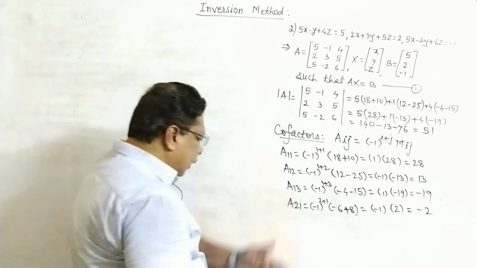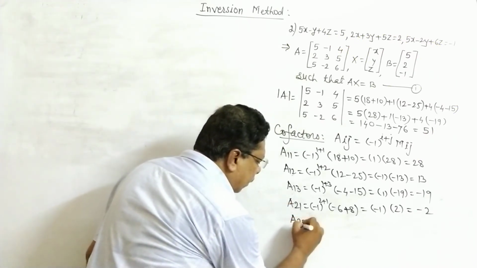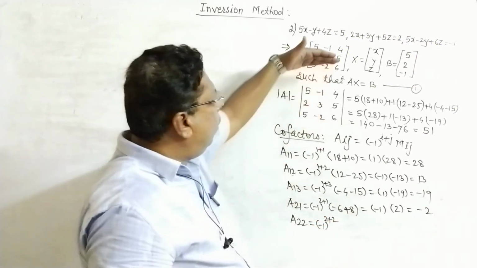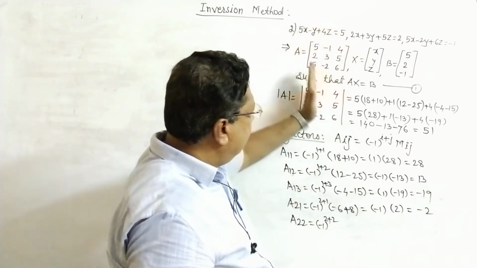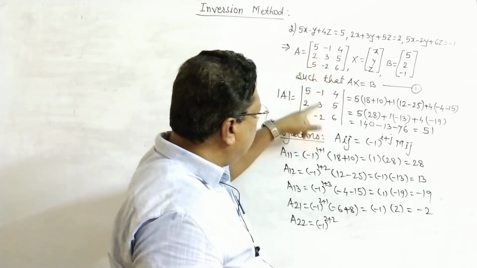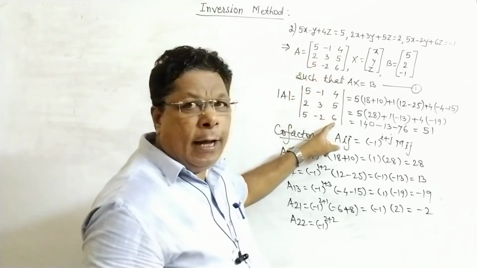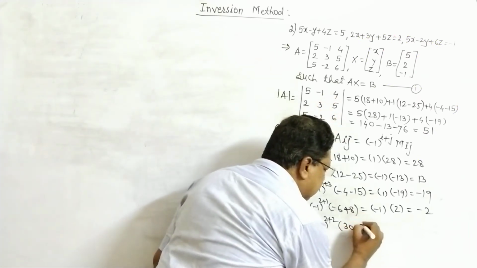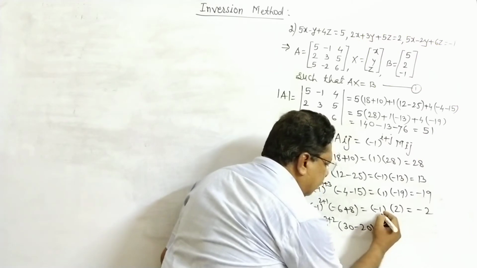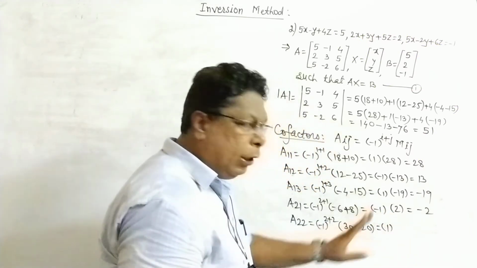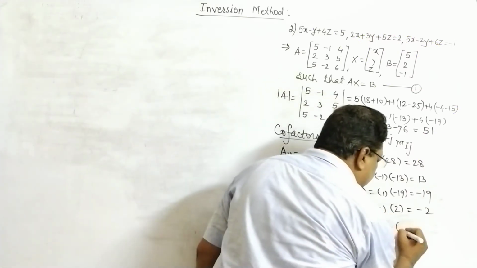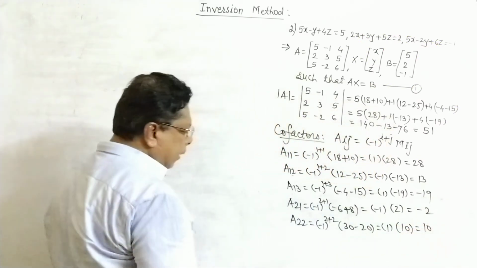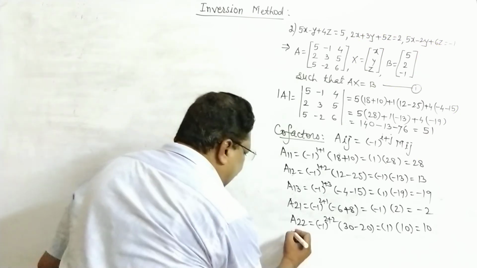Okay, next cofactor A22, minus 1 raised to 2 plus 2. सेकेंड रो सेकेंड कॉलम छोड़ दीजिए। Remaining elements 5 6s are 30, minus 5 4s are 20, 30 minus 20. Minus 1 raised to 4 is 1. 30 minus 20 is 10, so 10 into 1 is 10.